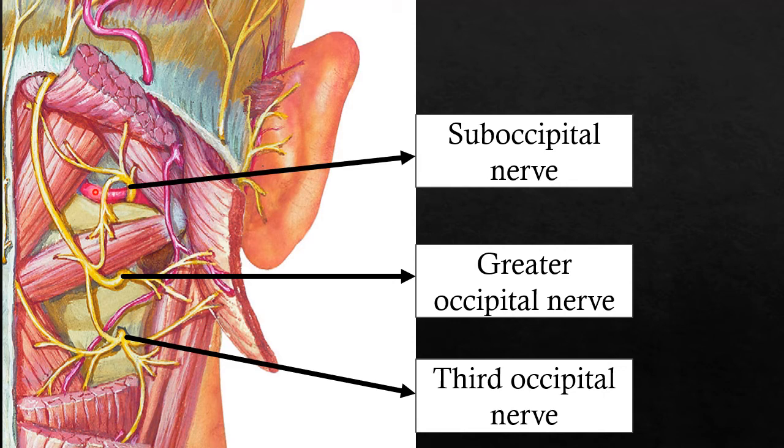It is also called the horizontal part of the vertebral artery, and also the posterior arch of atlas. And the membrane which is present here is the posterior atlanto-occipital membrane. Atlanto means atlas. Okay, atlanto-occipital membrane.